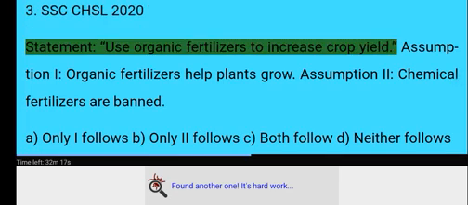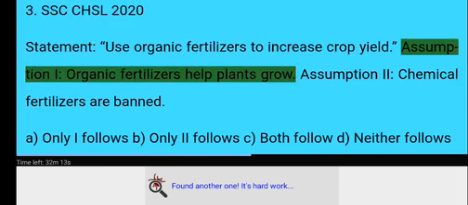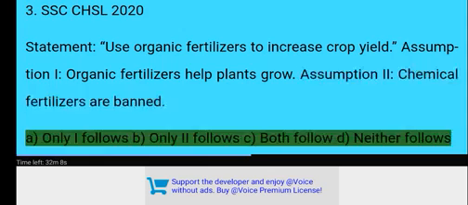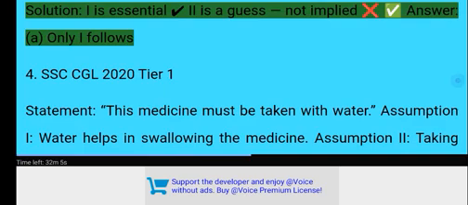3. SSC CHSL 2020. Statement: Use organic fertilizers to increase crop yield. Assumption I: Organic fertilizers help plants grow. Assumption 2: Chemical fertilizers are banned. A. Only I follows. B. Only 2 follows. C. Both follow. D. Neither follows. Solution: I is essential. 2 is a guess, not implied. Answer: Only I follows.